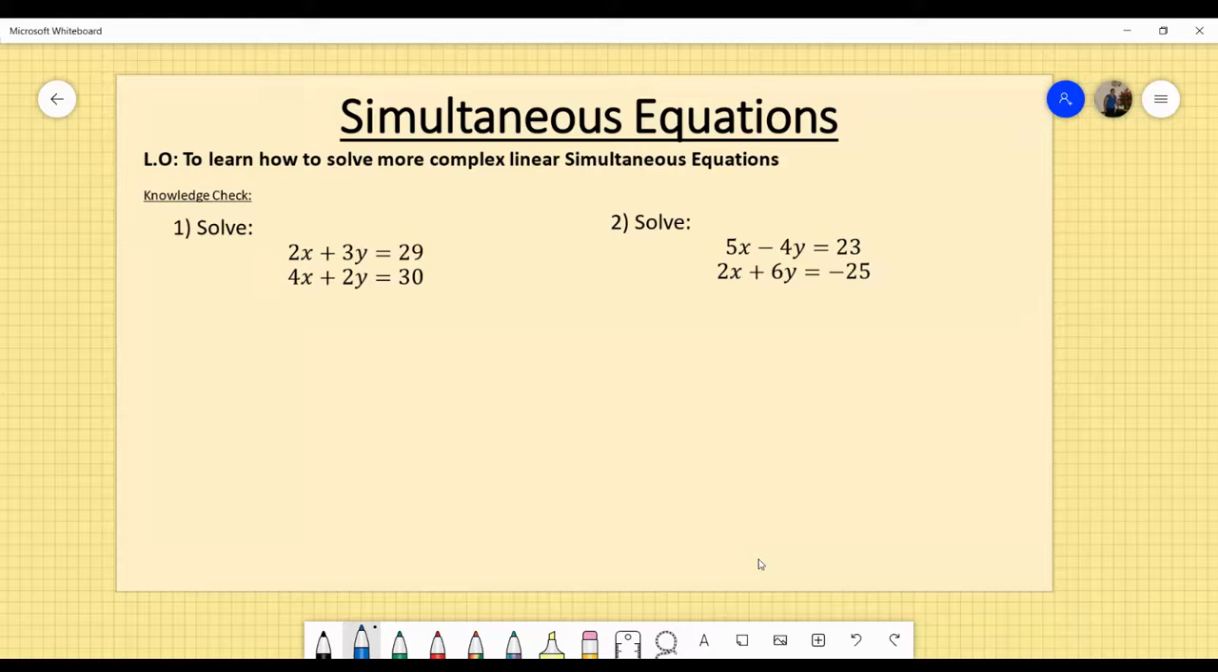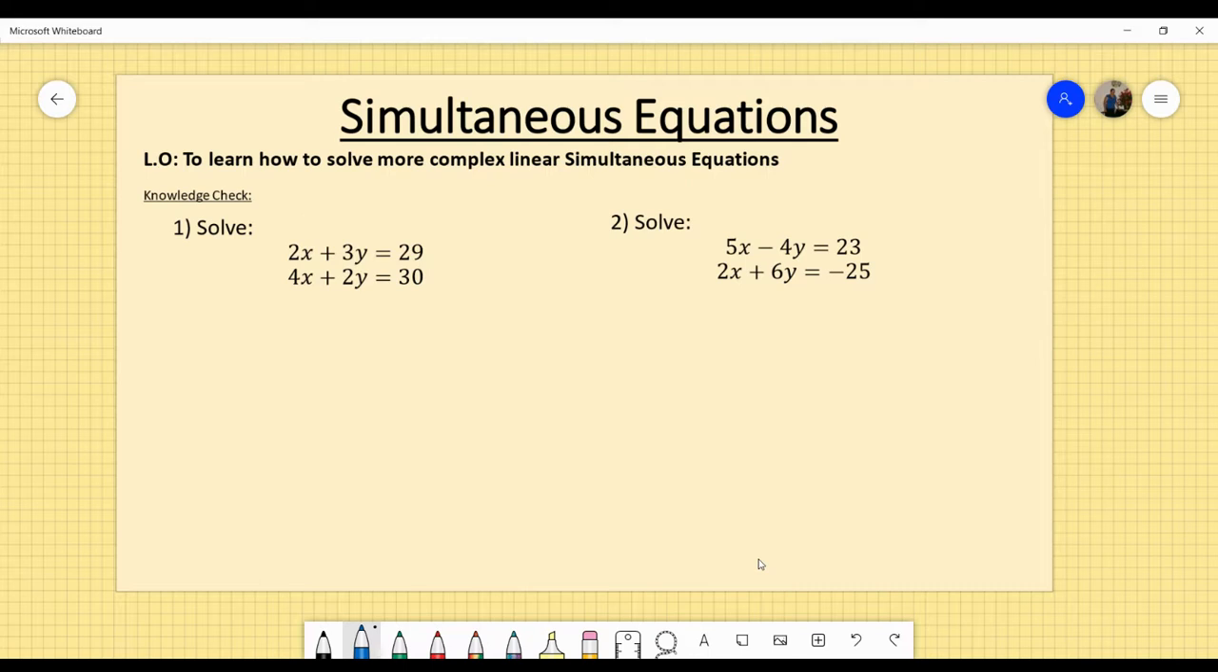Okay, so we're going to have a look at how you solve slightly more complex linear simultaneous equations. So we're going to start with having a look at question 1. What I want you to do is see how far you can get with this one, and then when you're ready for me to go through it with you, hit play again. So pause for now and then hit play when you're ready.